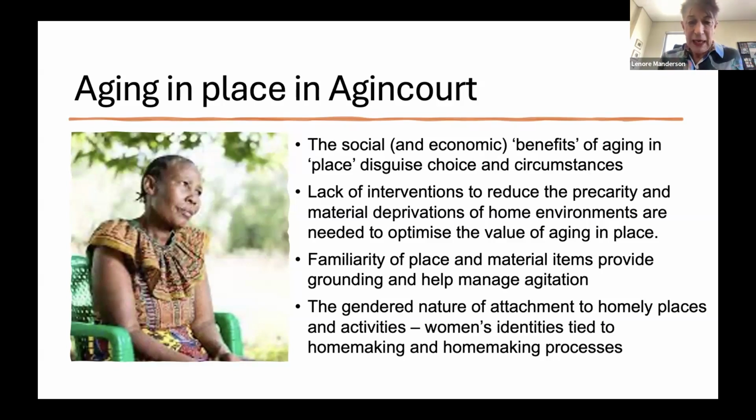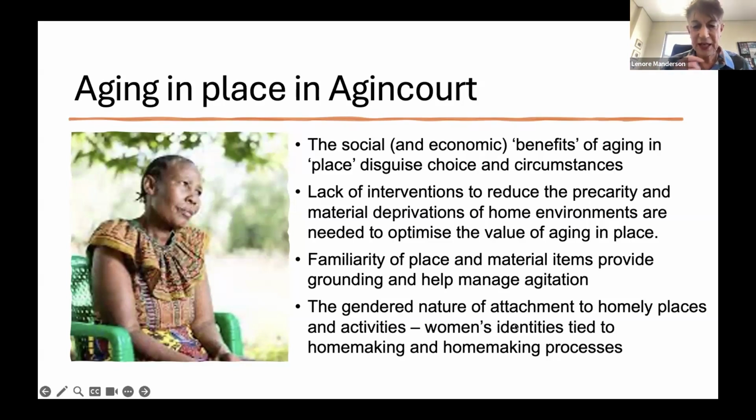Familiarity of place and material items in place, we felt, ground the person who is confused and help manage their agitation. And that was my example of a person repetitively, compulsively washing clothes, which was a role that she'd always played when she was younger. And I think it's important to think, even in places that are materially deficient in some way, that the materials that people have grown up with, whether it's peeling groundnuts or picking mangoes from a tree or washing clothes, are comforting for people who are agitated and need some kind of occupation.